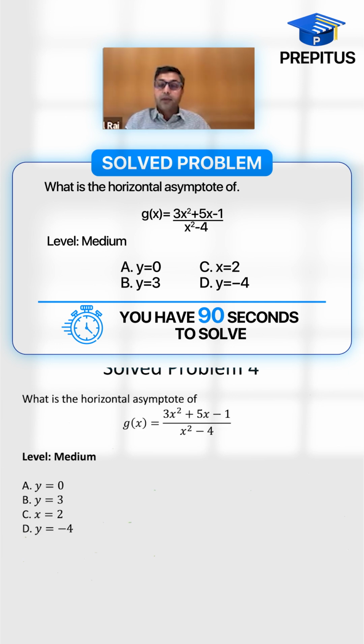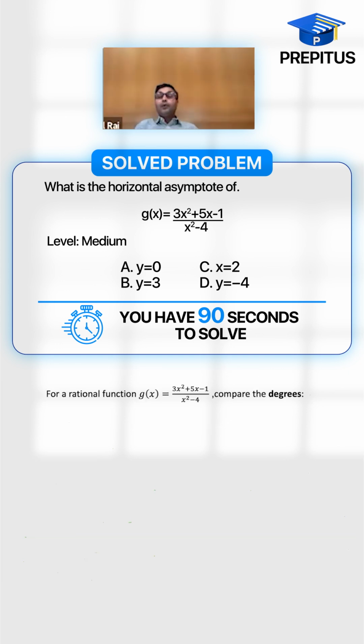That's the numerator. And in the denominator you also have a quadratic polynomial, which is x squared minus 4. So it's a ratio of two polynomials, one in the numerator and one in the denominator. So we know that this is a rational function. Now once you know it's a rational function, you need to remember all the important properties of the rational function. And one thing is the definition of the asymptote of the rational function.